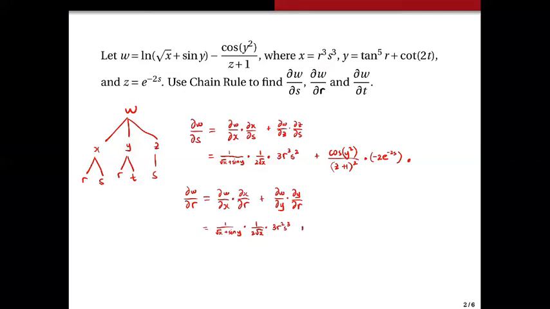And then plus, we need partial w with respect to y. This guy here has y, and this guy here also has y, so we will need both. For the ln, it's just 1 over the square root of x plus sine y. And then by chain rule, we multiply by the derivative of sine y because we are differentiating with respect to y, so multiplied by cosine y. And then for the next part, we know the derivative of cosine is negative sine, so we will have plus sine of the quantity y squared, and then by chain rule, we multiply by 2y. And don't forget that z plus 1 in the denominator.